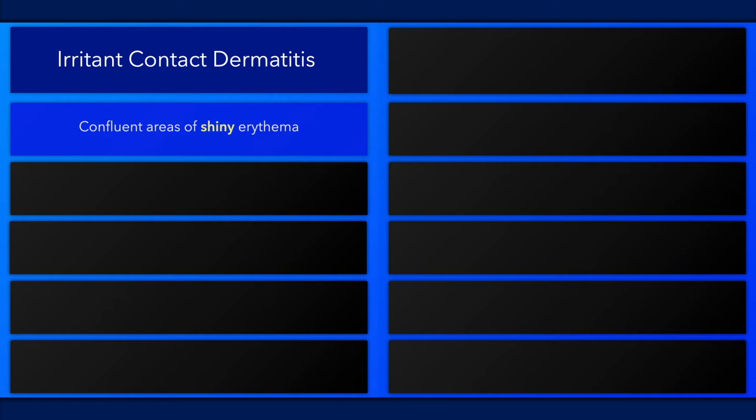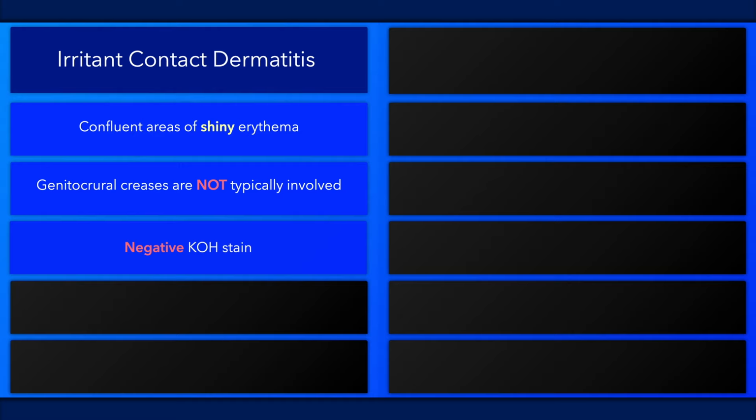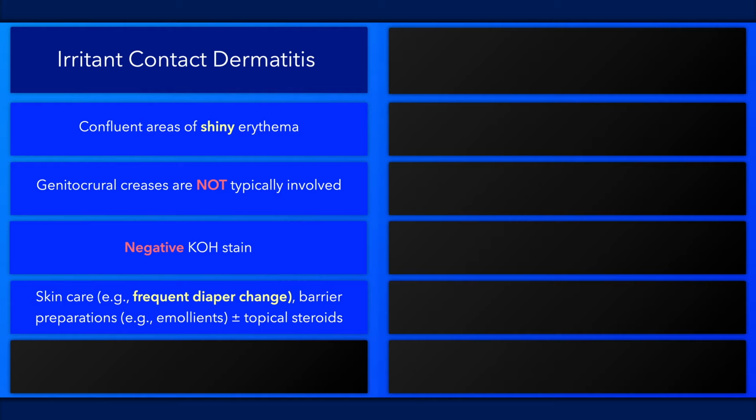Irritant contact dermatitis presents with confluent areas of shiny erythema. The skin folds are usually spared. A potassium hydroxide stain, if ordered, will be negative. It is managed with skin care, such as frequent diaper changes, barrier preparations, and potentially low-potency topical steroids, and will usually resolve within a few days.